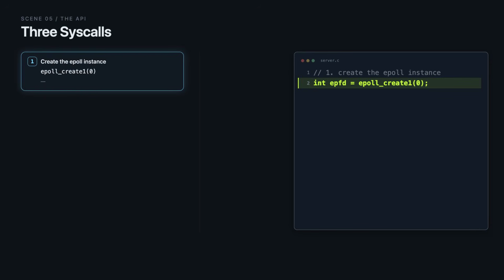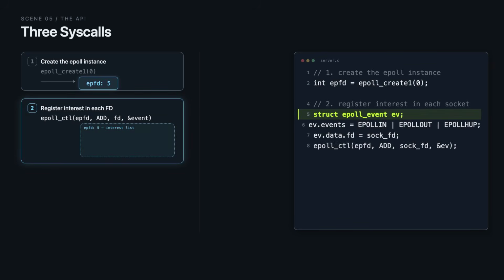Epoll is just 3 syscalls. First, epoll_create1. The kernel allocates an epoll instance and gives you back a file descriptor that points at it. Think of this as opening a notification box. Second, epoll_ctl. CTL stands for control. You call this once per socket with the add operation, telling the kernel, "Add this file descriptor to my epoll instance, and here are the events I care about. Read ready, write ready, hang up."